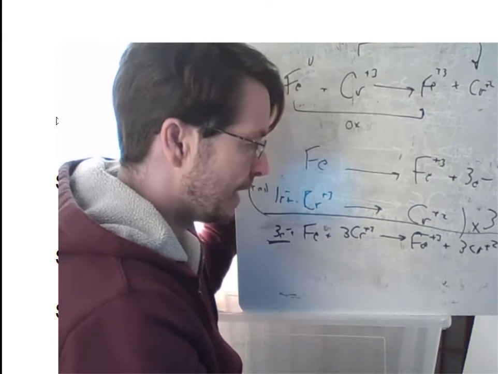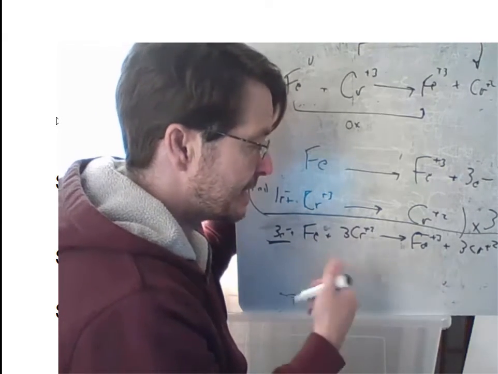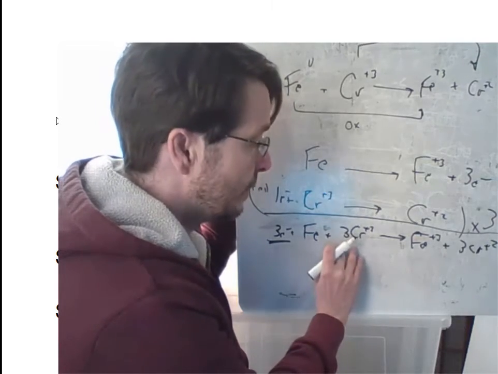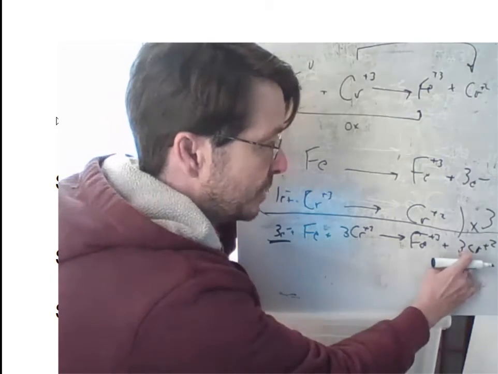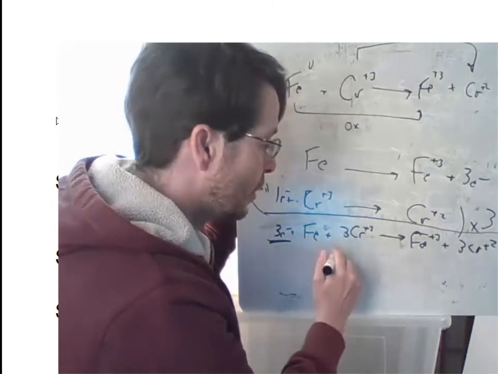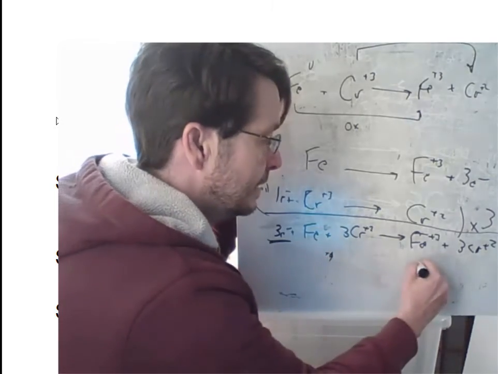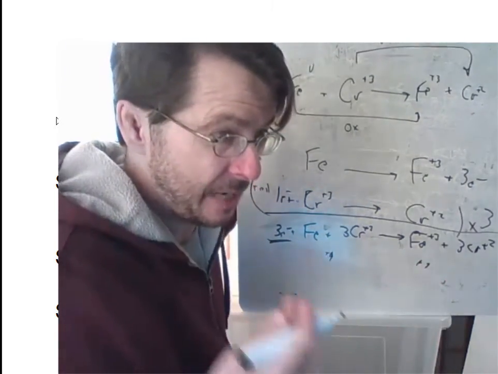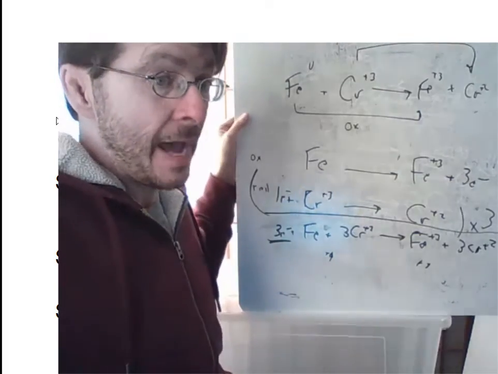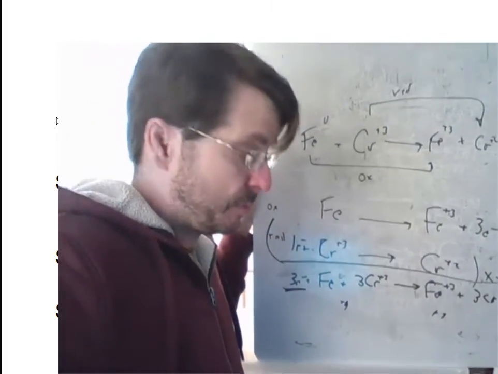And the easiest check, besides the elements and the electrons, is the charge. Here we have plus 9, here we have plus 6, here we have plus 3, so the charge on each side is plus 9. That's going to be balanced out by some counter ion. That is the process. That's the simple process.